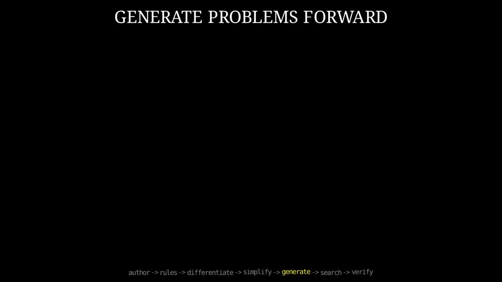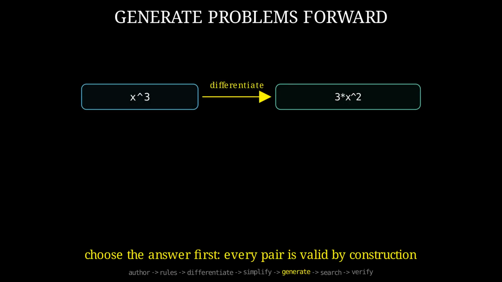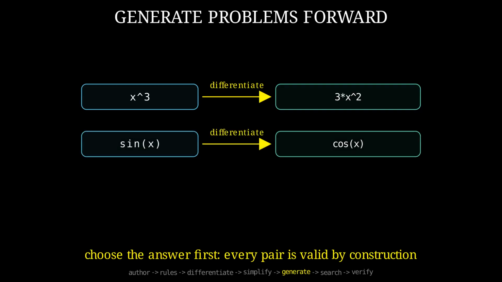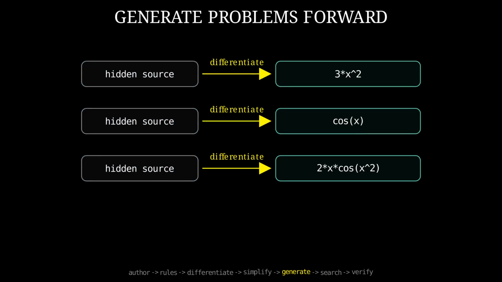To generate a valid integration problem, choose the answer first. Choose x cubed and differentiation gives 3x squared. Choose sine of x and it gives cosine of x. Choose sine of x squared and the chain rule gives 2x times cosine of x squared. Hide the chosen expression. Hand only its derivative to a solver, and the pair remains guaranteed by construction.